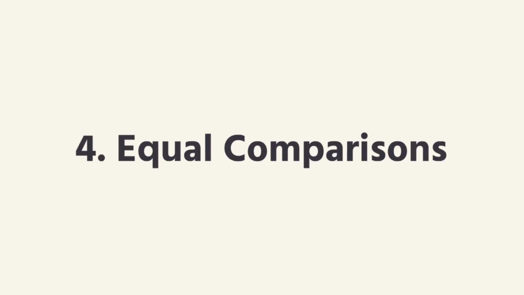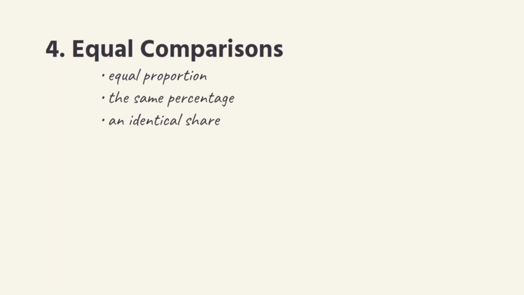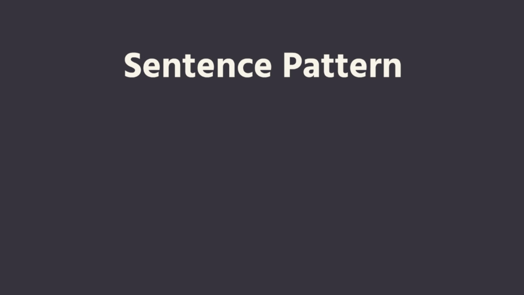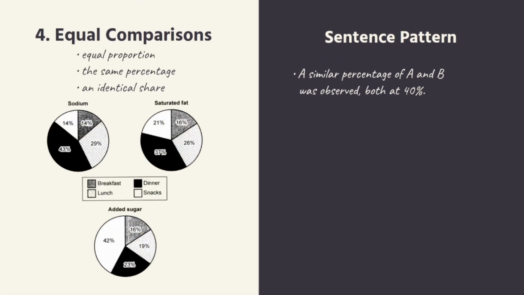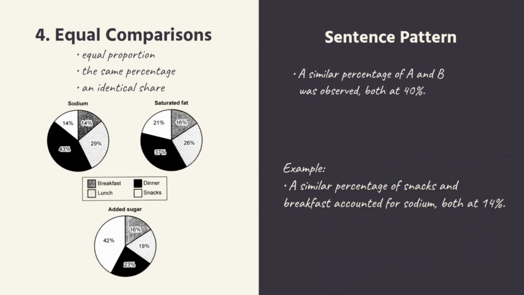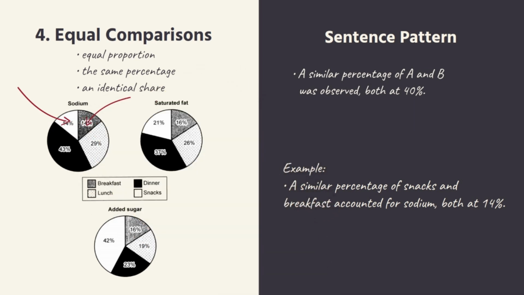Last, equal comparisons. When two categories share the same percentage, highlight their similarity. You can use phrases like equal proportion, the same percentage, or an identical share. Here are some sentence patterns. For instance, we can say, a similar percentage of snacks and breakfast accounted for sodium, both at 14%.